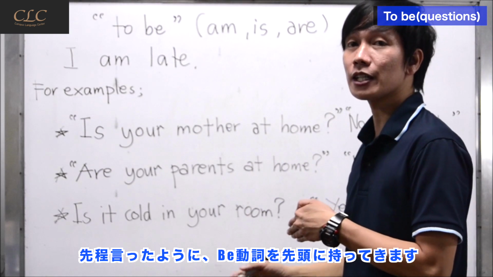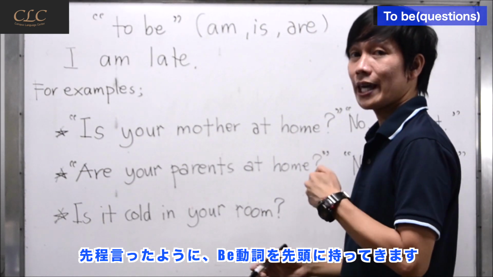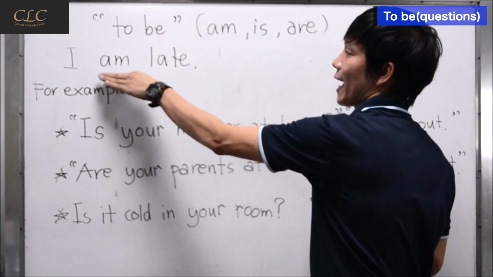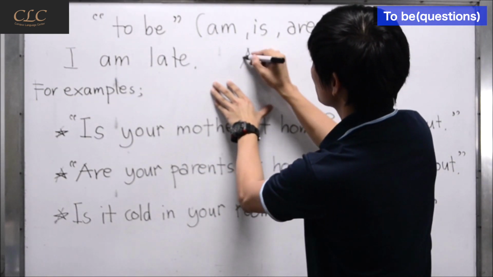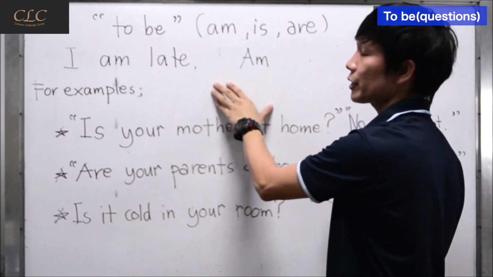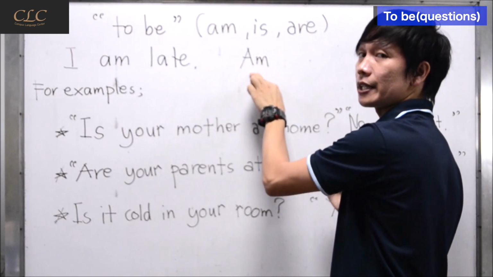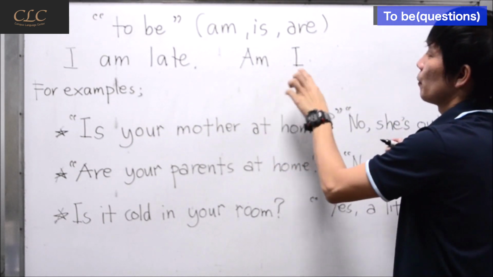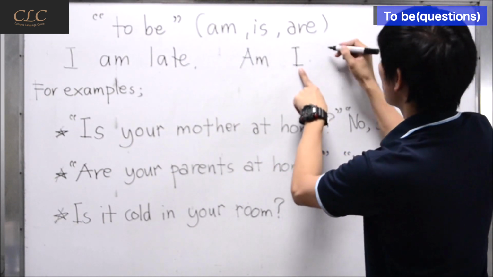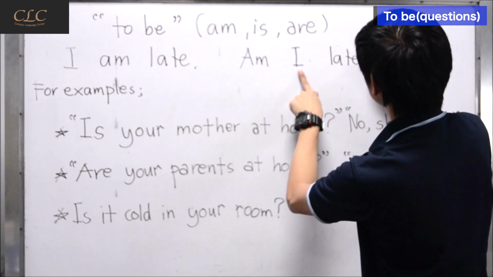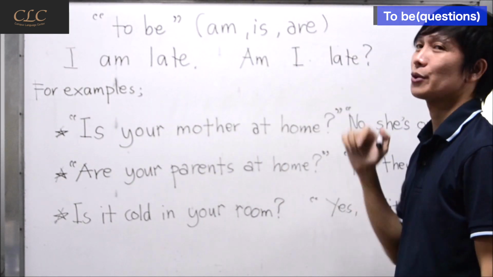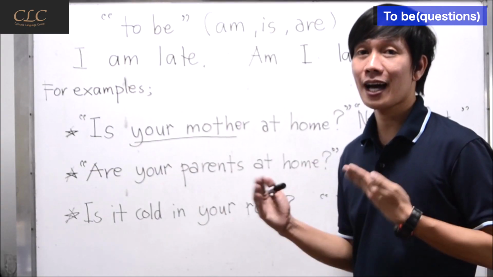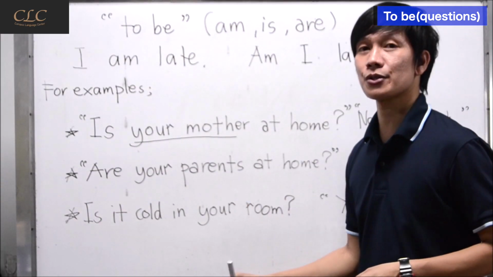As I said earlier, you should start with the be verb. So what's the be verb here? It's am. So here we should write am and start your sentence with a capital letter, and then it is followed by the subject. Am I late? So we have now a question.